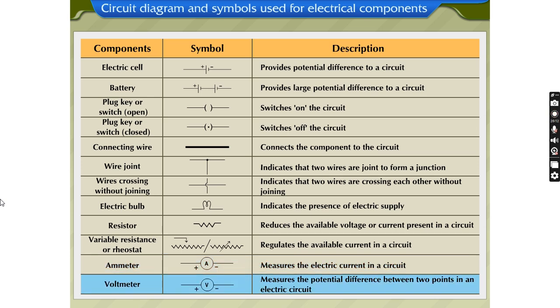Voltmeter. Voltmeter is also a measuring device which measures the potential difference between 2 points in an electric circuit. It is connected in parallel.